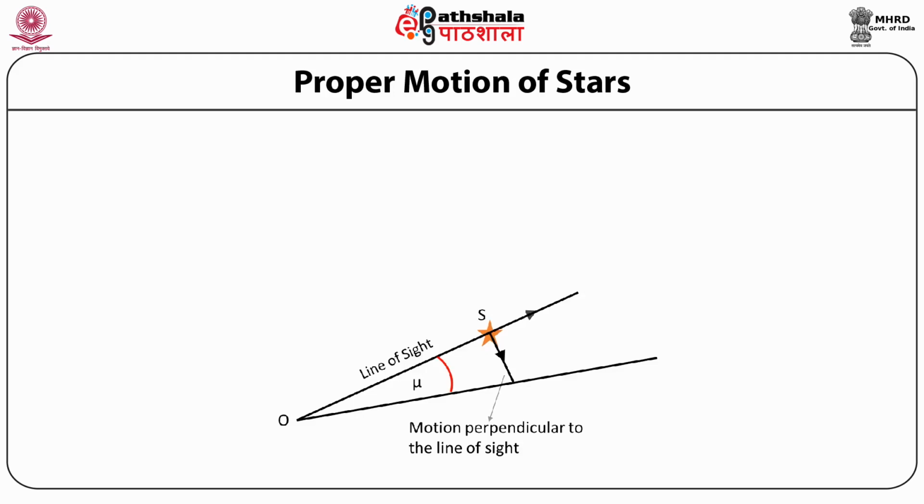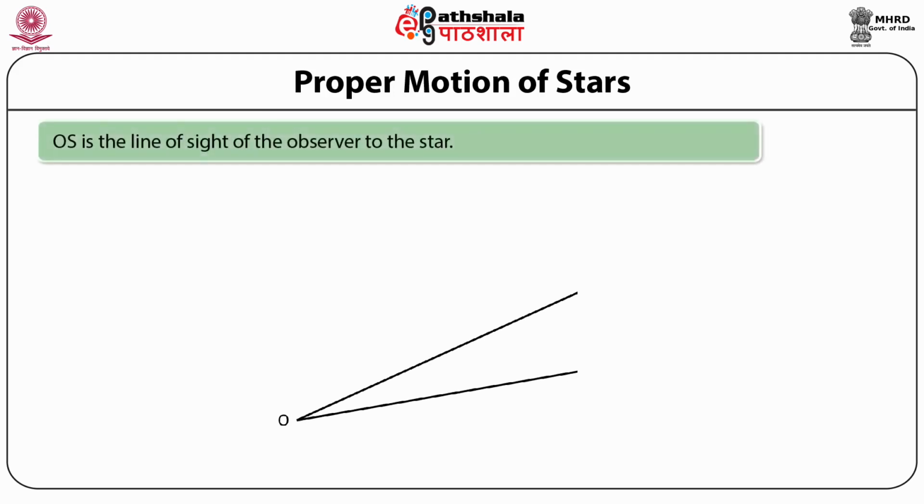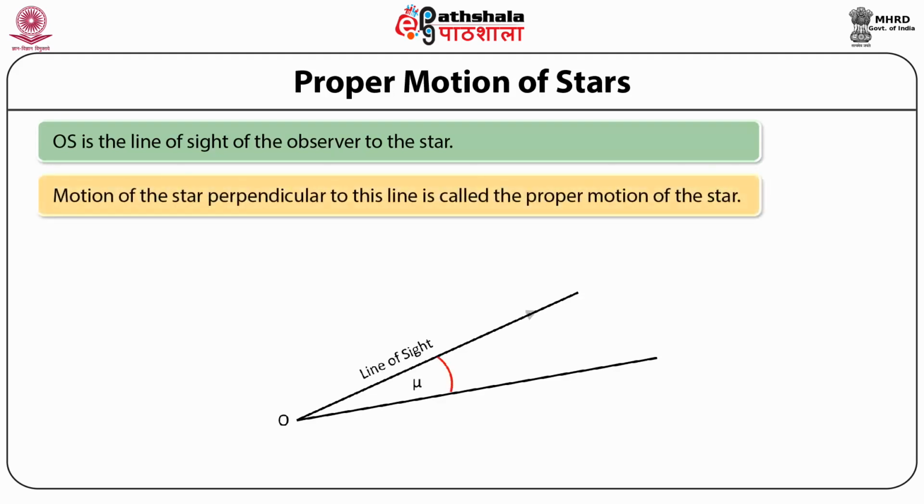The picture here shows the star and the observer at O. The straight line from observer to a star is called the line of sight, which is shown as OS in the picture. The star is also moving in some direction. It has some velocity. The velocity vector of a star can be broken down into two components. One component is in the direction of line of sight. This is called the radial motion of the star. The other component, which is perpendicular to the line of sight, is called the proper motion of the star.